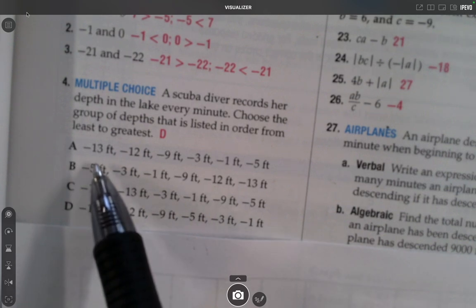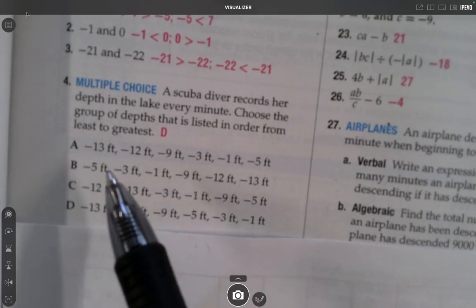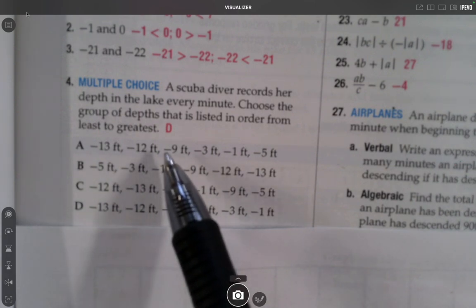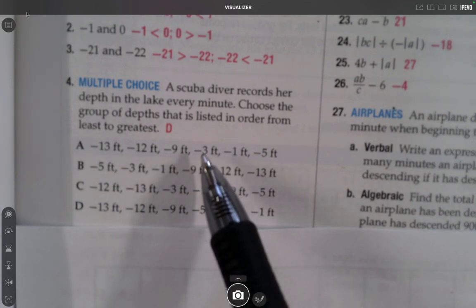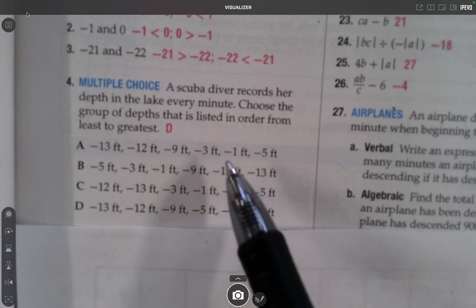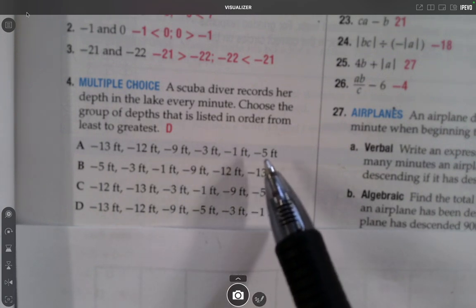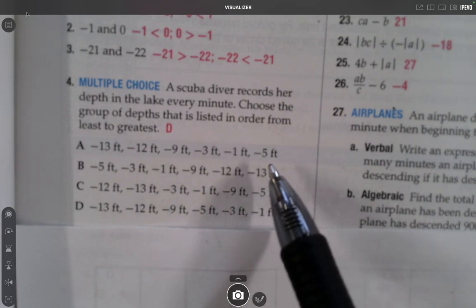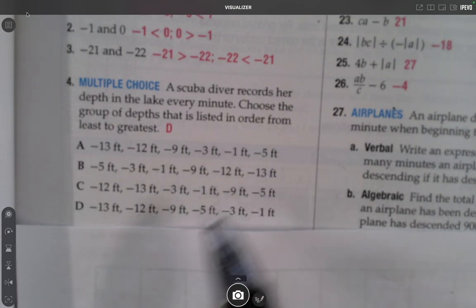So as I look here at A, I'm just going to explain each one. Negative 13 is low, negative 12 is higher, negative 9 is higher, negative 3 is higher, negative 1 is higher. So up until this point we're good. But then that, negative 5, is lower than negative 1. So it's that number in its misplacement that makes A no good.